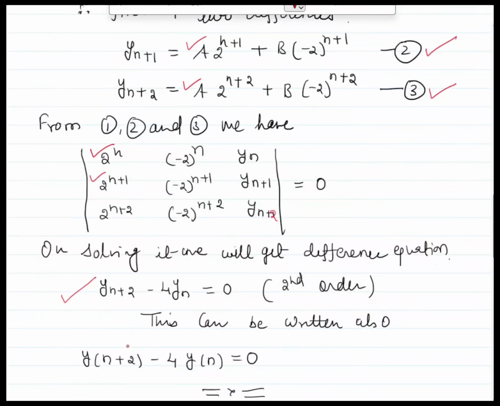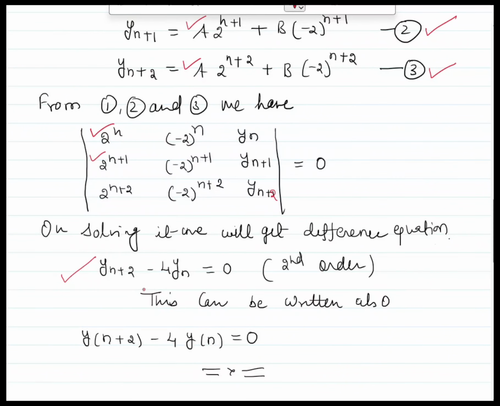This can also be written as y(n+2) minus 4y(n) equals 0. It means y is dependent on n, but this y is dependent on n with two differences. So this is our difference equation, in which now there is no a and b. We have removed a and b. So this is our difference equation.